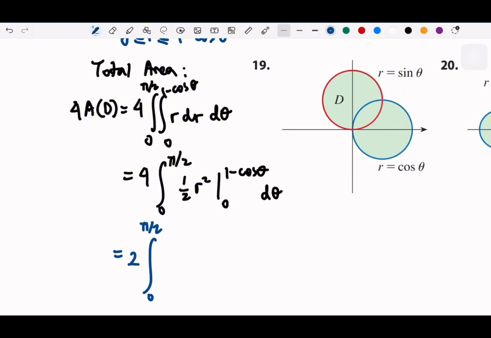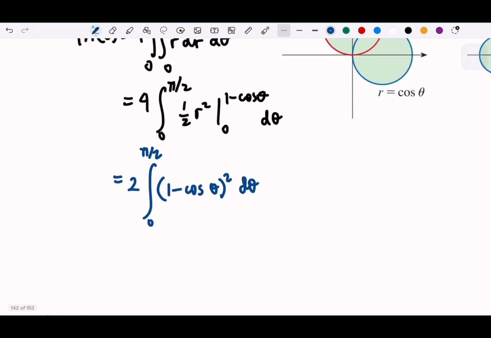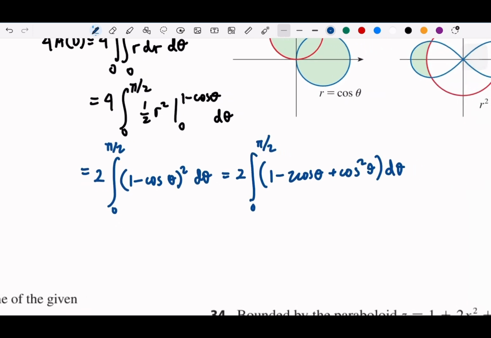So this will be, I will factorize 1 over 2. So r squared will be 1 minus cosine theta squared, d theta. So expand. Okay, and for every polar problem that you find, the computations or integrations usually involve the square of either cosine or sine, which gives you the idea to take the double angle formula. Okay? So cosine squared, so take the double angle.